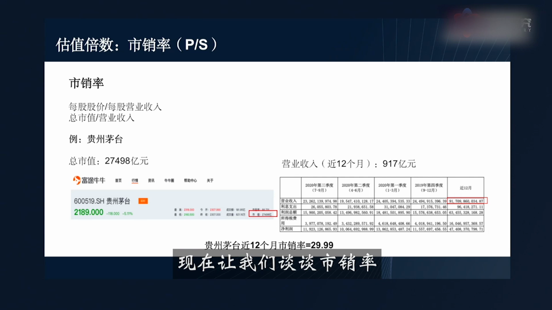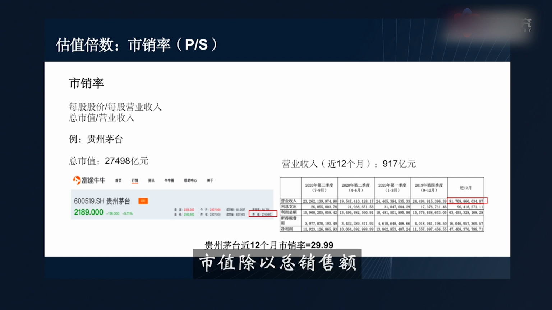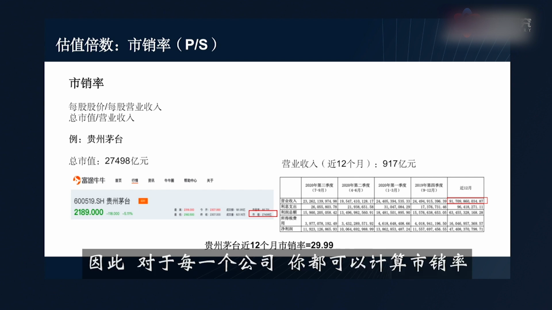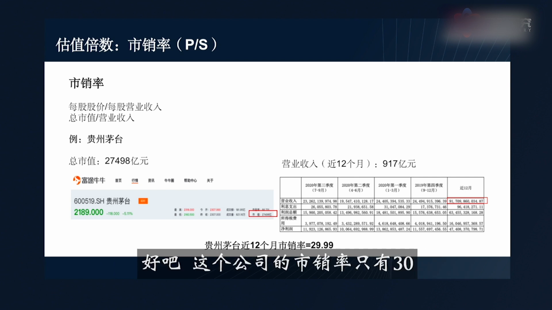Now, let's move along to price to sales. We're going from bad to worse. Okay, I don't like price to book very much. I really dislike price to sales. But before we get into why that is, just take a look at what it is. Price divided by sales. So for every single company, you can compute price to sales. And again, you can get it on basically any website. Okay, just about 30 for this company here.